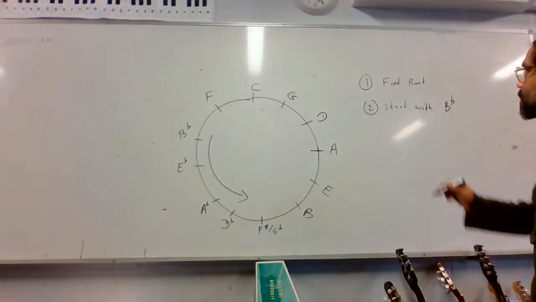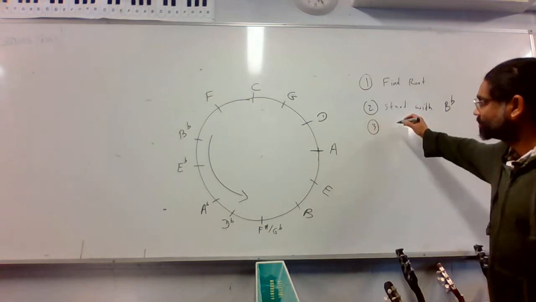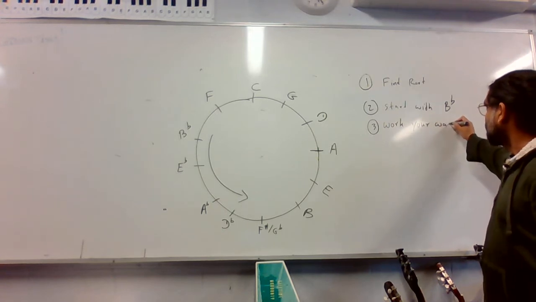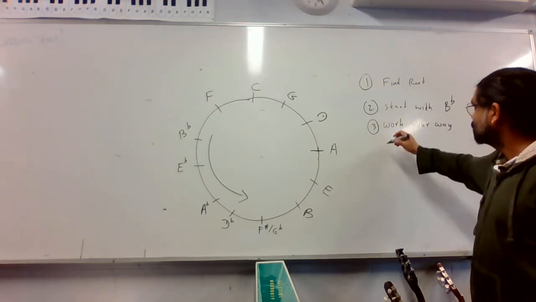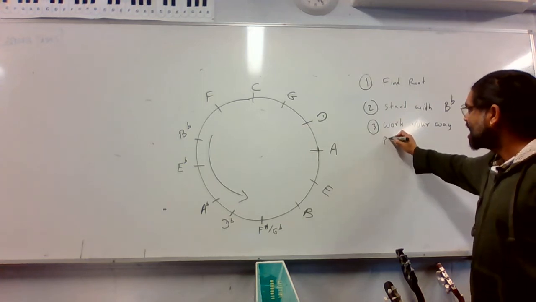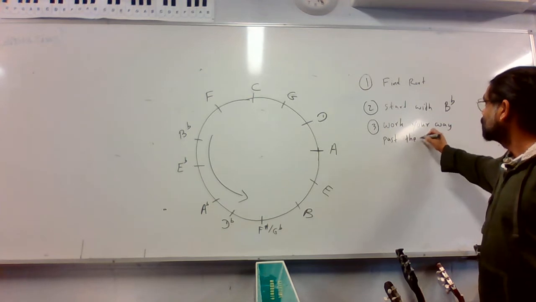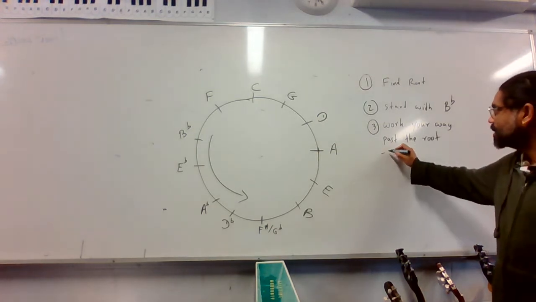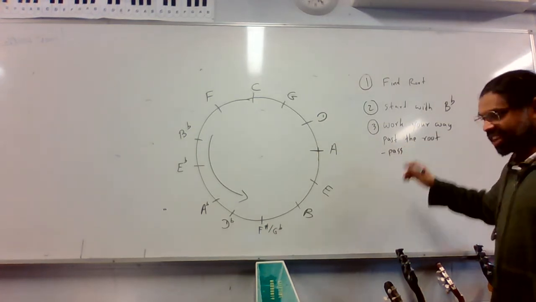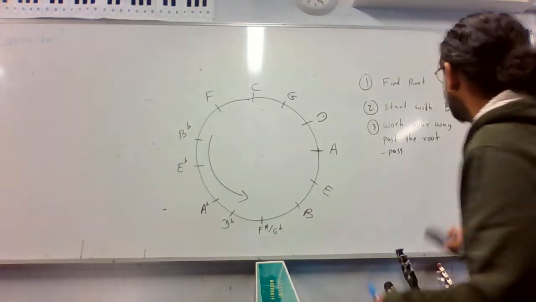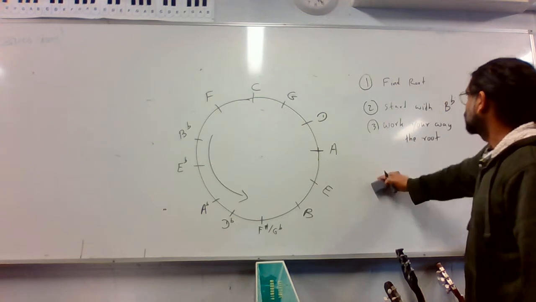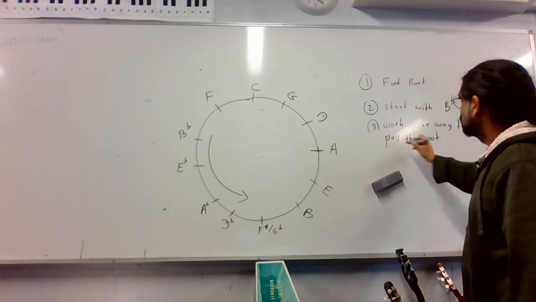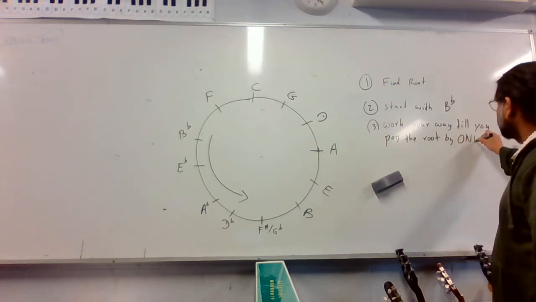Then, number three, you need to work your way. Starting on B flat, work your way past the root. Or maybe I can reword that. Work your way till you pass the root by one letter.